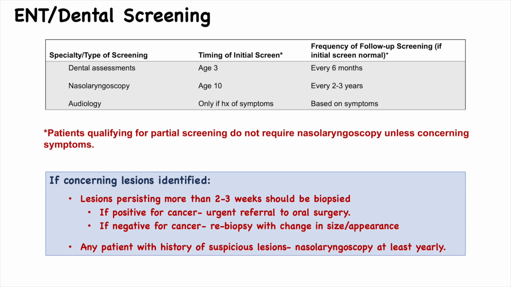If concerning lesions are identified, lesions that persist more than 2 to 3 weeks should be biopsied. If positive, got to get to oral surgery in a hurry. If negative, we rebiopsy with any change in size or appearance. And anybody who at any point has had history of suspicious lesions somewhere in the head and neck region, we recommend increasing the frequency of nasolaryngoscopy to once a year.